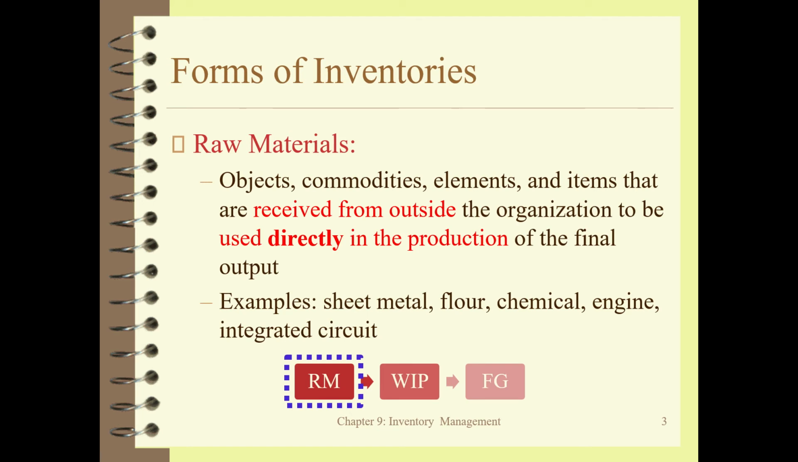The first form we call raw material. Raw material is the object, commodities, elements, or item that you are receiving from an outside organization. For instance, suppose we are talking about McDonald's. The raw material may come from the market or from their supplier. And this raw material will be used directly in the production of the final product. For instance, examples of raw material are sheet metal, flour, chemical, engine, or integrated circuit.